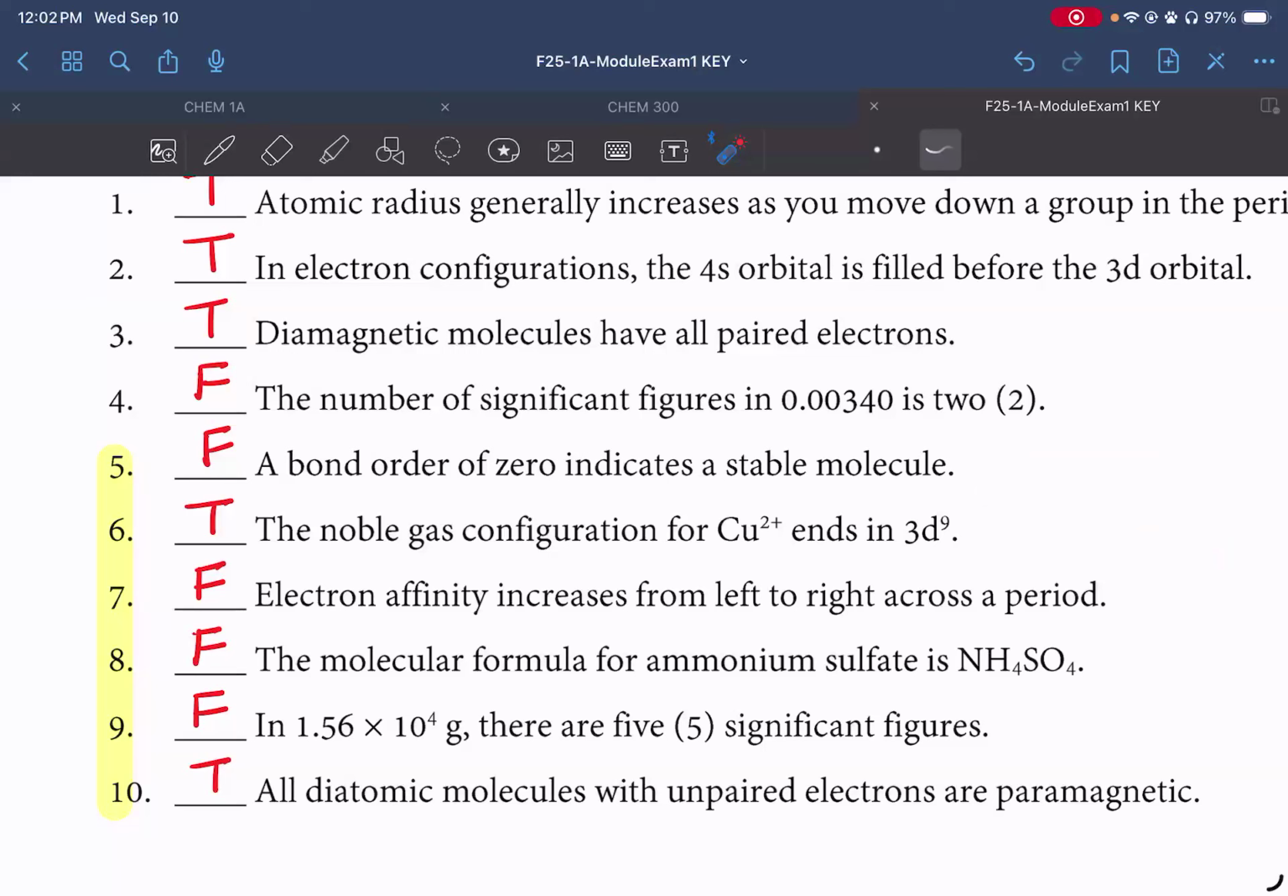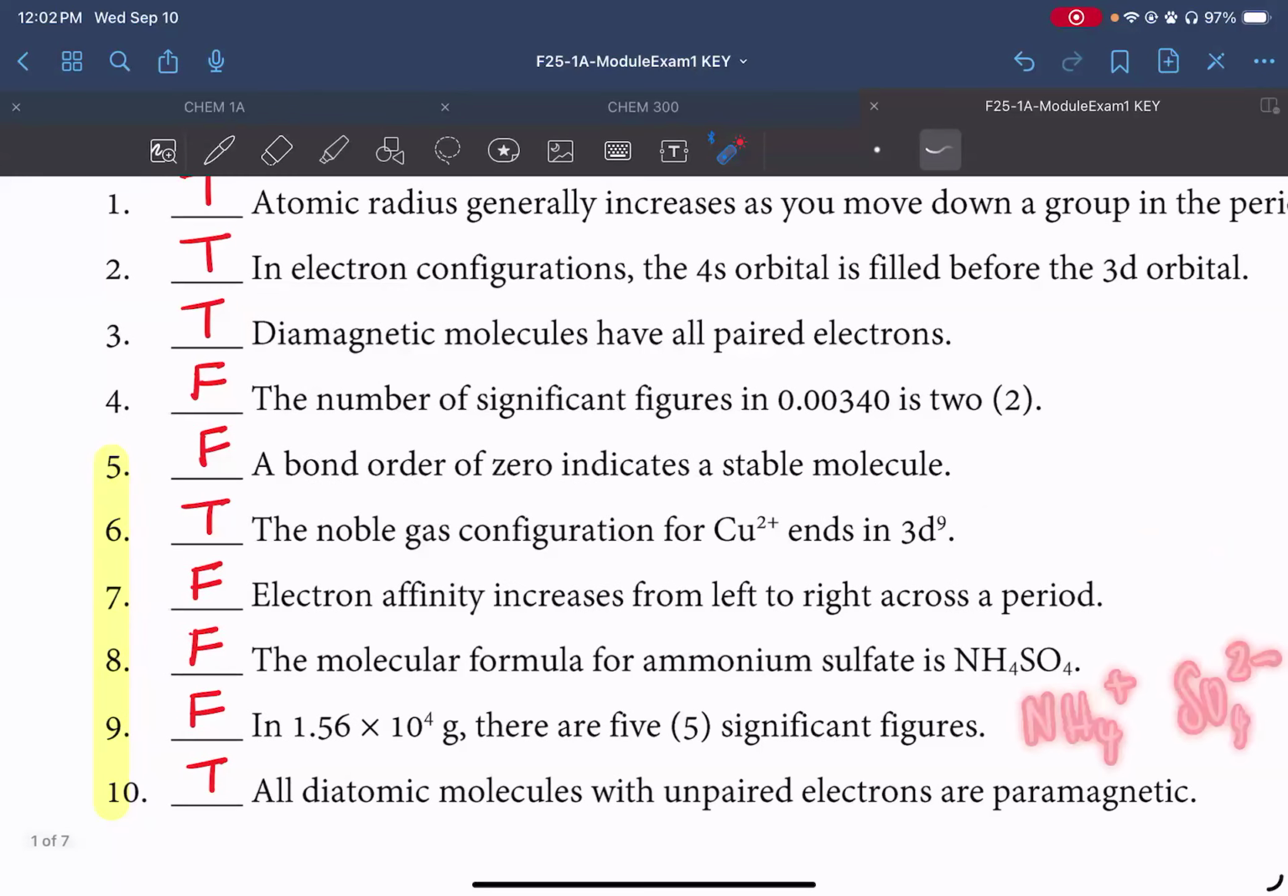Number 8, the molecular formula for ammonium sulfate. Ammonium is NH4 plus, sulfate is SO4 2 minus. So upon crisscross, there should have been a bracket around the NH4 too. In 1.56 times 10 to the 4, there are actually 3 significant figures. Exponents are not included in our discussion.